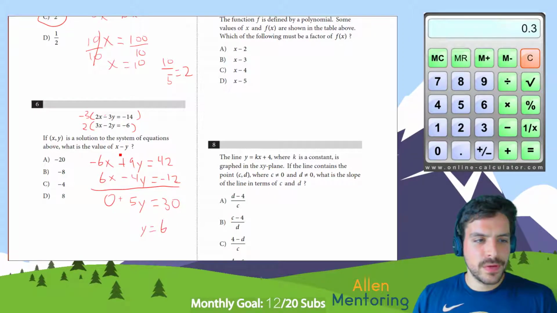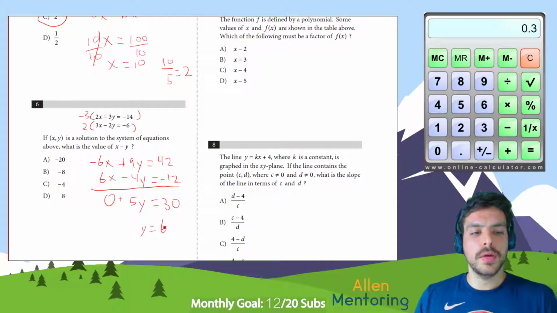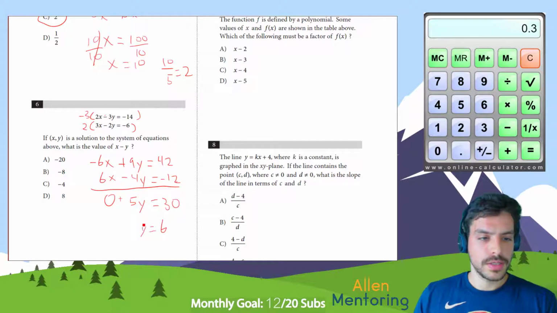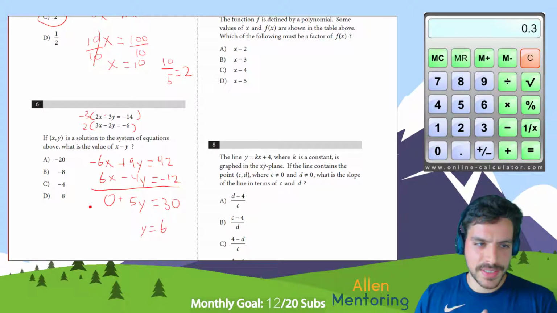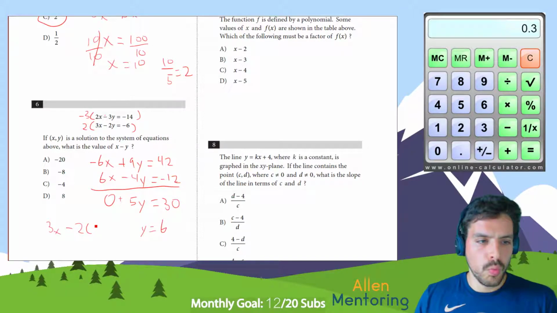All right, but they're asking me for what is the value of x minus y. So now I have to solve for x. How can I solve for x? I can just plug in y into either of these two equations, okay, and it should work out. So let me plug it into the second equation here. So 3x minus 2, and now I'm replacing y with 6, is equal to -6. 3x minus 12 is equal to -6.